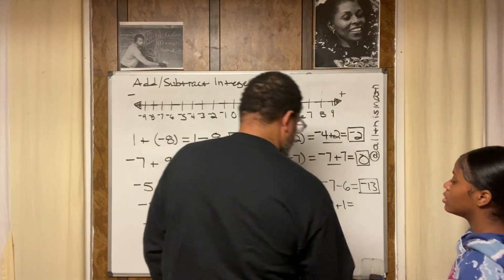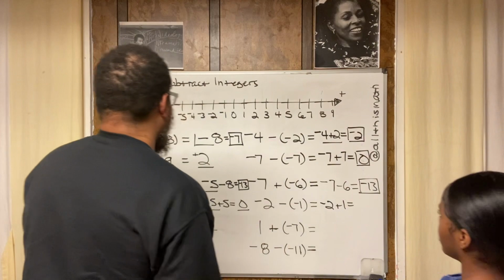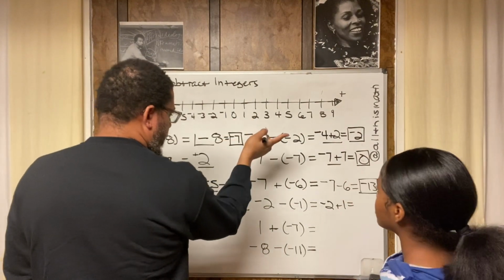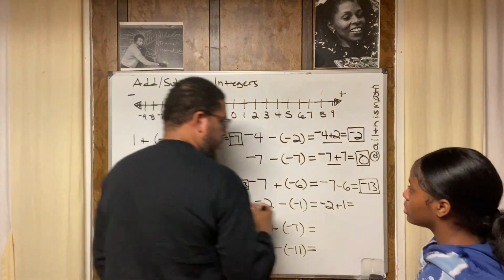-2 plus 1. Where do you start? -2. Do you move to the left or to the right? To the right. How many spaces? 1 space.